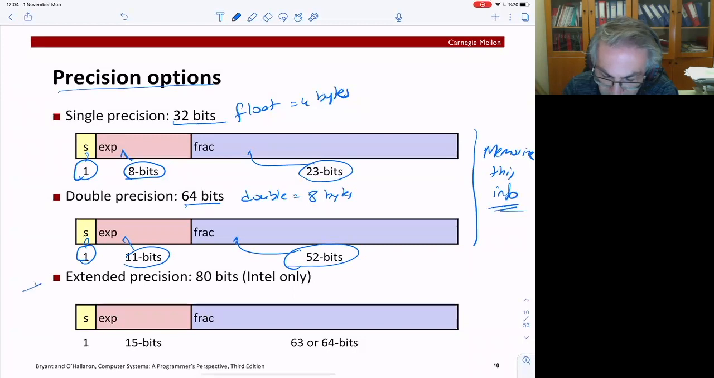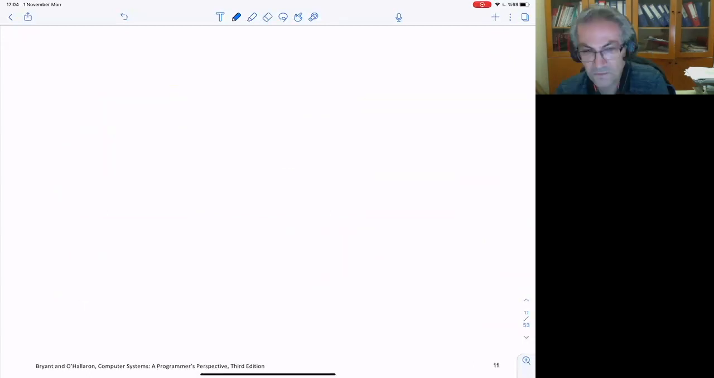And then there's also the extended precision for Intel machines, where it temporarily extends the precision of floats into 80 bits, where it uses 15 bits for the exponent and 63 or 64 bits for the fraction. When we represent it, the representation actually takes three parts.